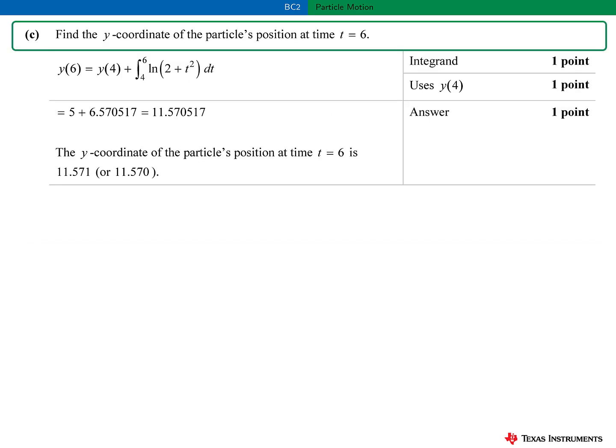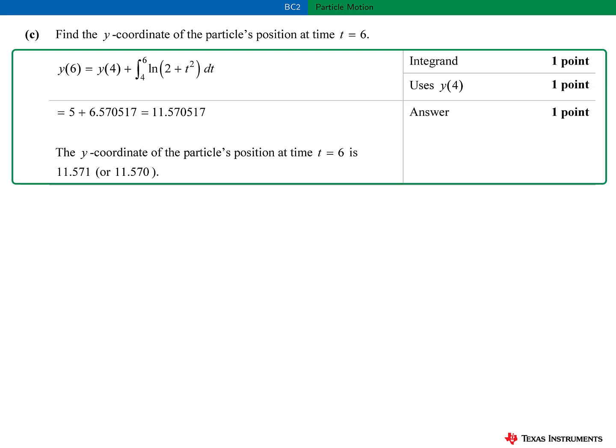In part C, we need to find the y-coordinate of the particle's position at time t equals 6. And part C was worth 3 points. The first point was for the correct integrand, log of 2 plus t squared. The second point was for using the expression y of 4 in finding the y-coordinate. And the third point was for the final answer.